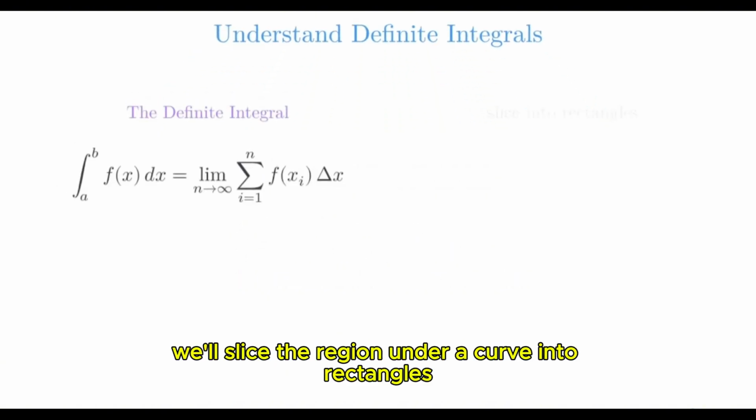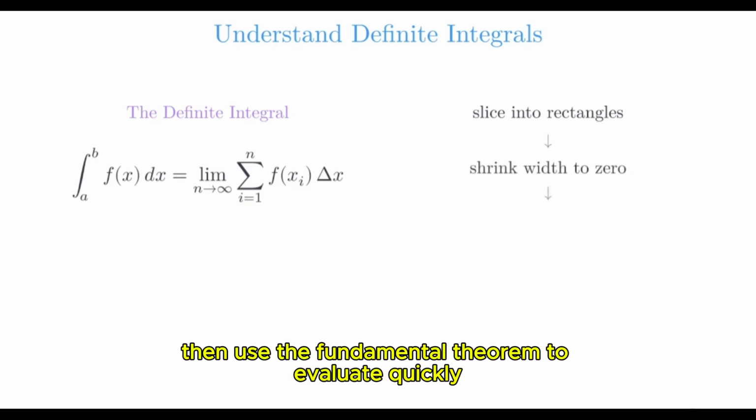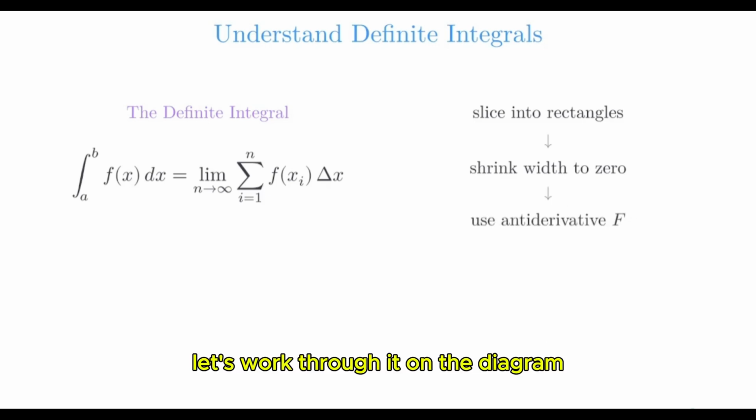We'll slice the region under a curve into rectangles, shrink their width towards 0 to get exact area, then use the fundamental theorem to evaluate quickly. Let's work through it on the diagram.